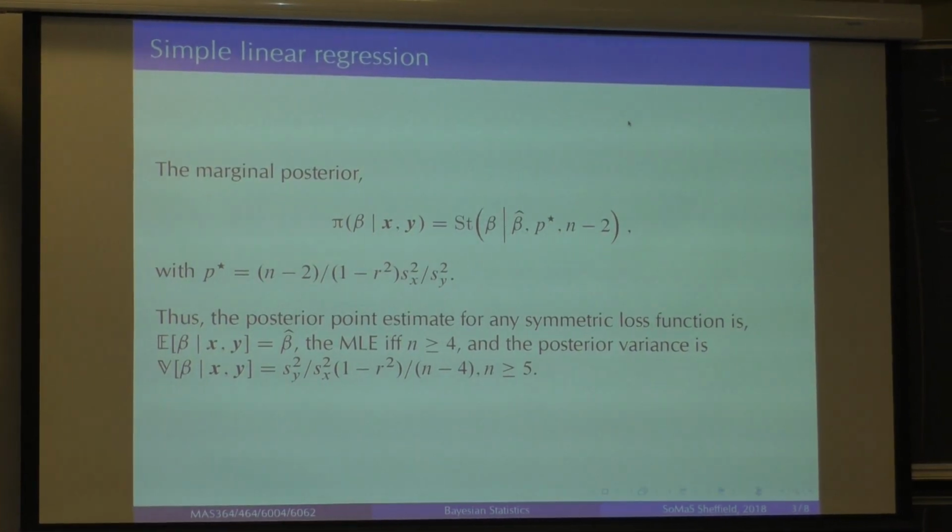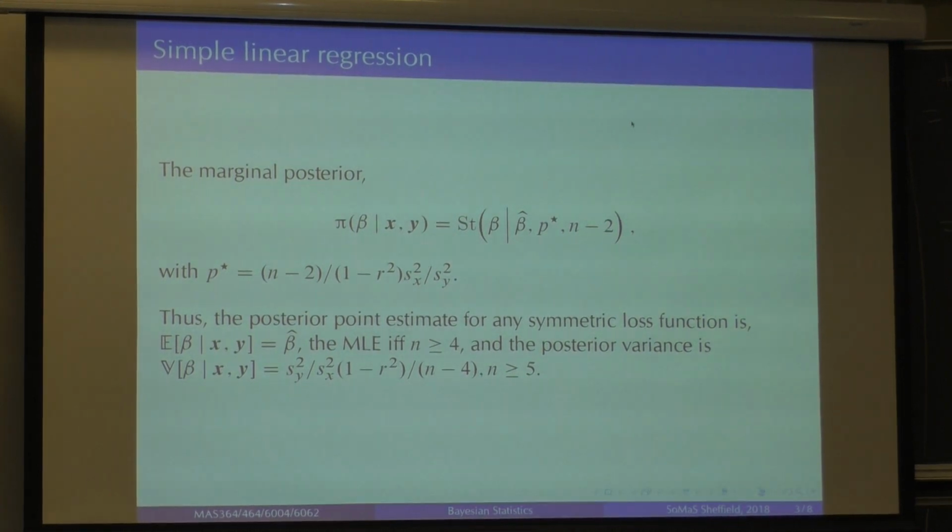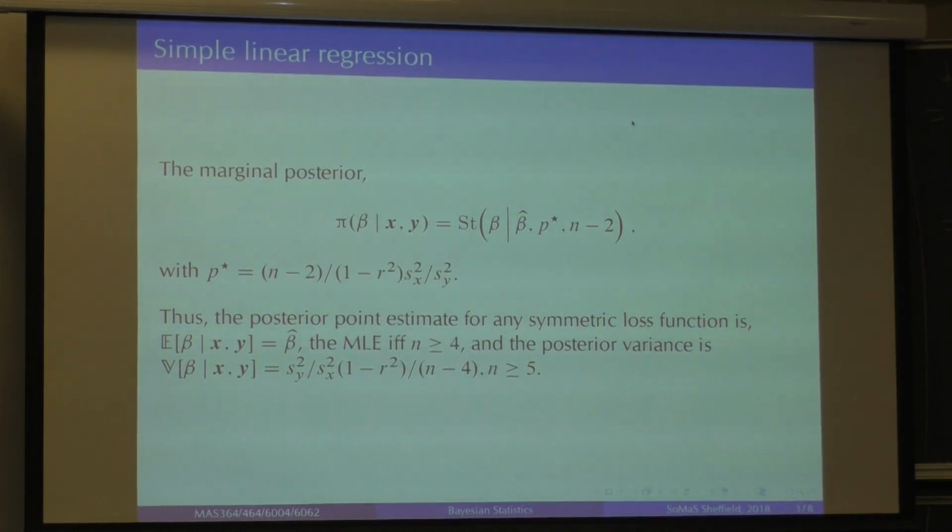The marginal posterior, again, that can be an exercise if you want to do that. Just integrate out first alpha and then integrate out lambda. You should be able to show that that looks like a Student distribution. The mean of that Student is beta hat, and beta hat is precisely the maximum likelihood estimator, right? It has n minus 2 degrees of freedom. And the precision, the scale parameter, is that number there, okay? So the mean exists if and only if n is larger than or equal to 4.